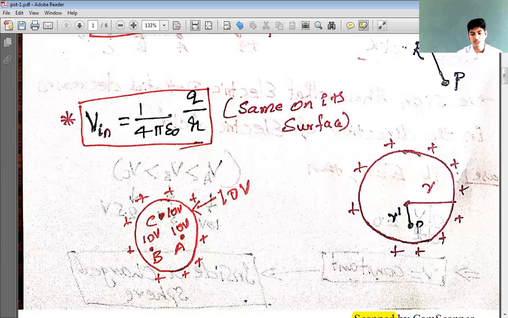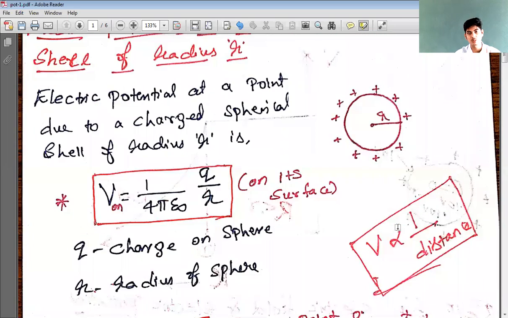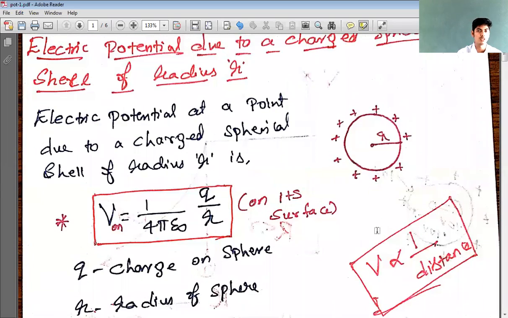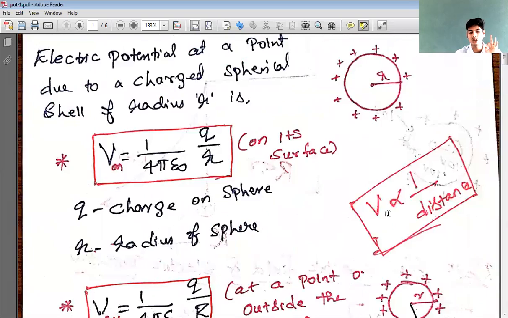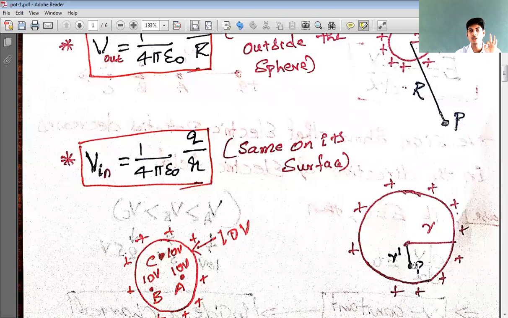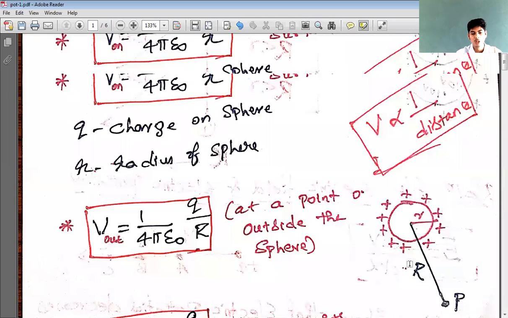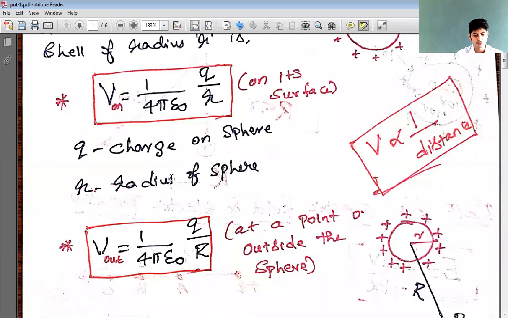Look here, the point P is well inside the shell. So we can do three cases with respect to a charged spherical shell. We can find electric potential at a point on the spherical shell, at a point outside the spherical shell, and at a point inside the spherical shell. On the spherical shell, electric potential is given by V on, potential on the spherical shell, 1 by 4 pi epsilon naught q divided by r, its own radius.